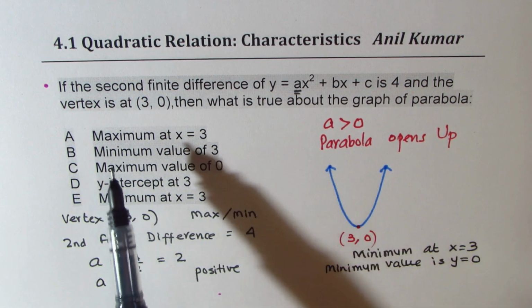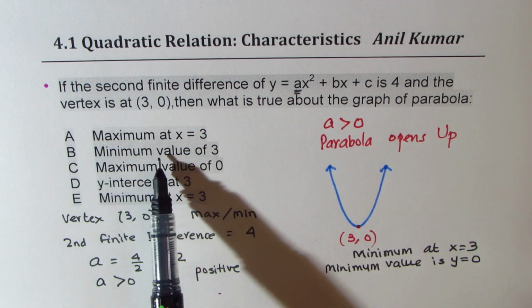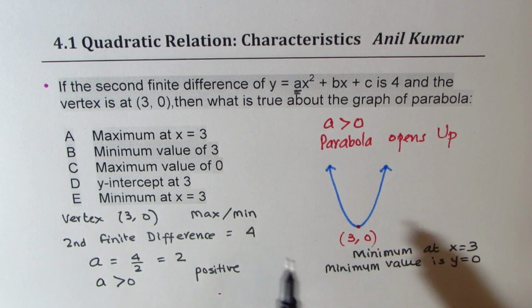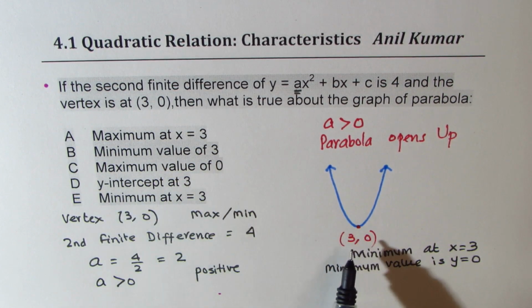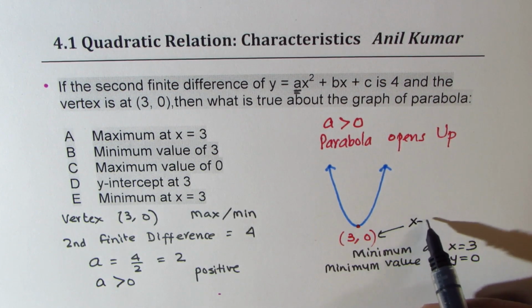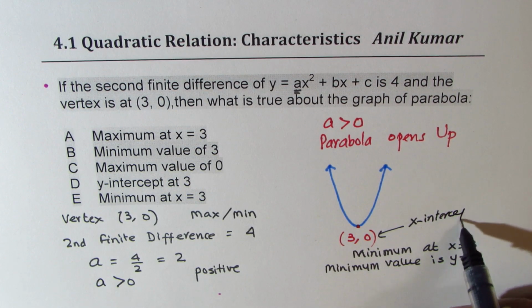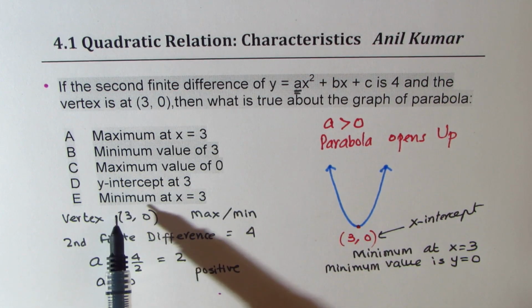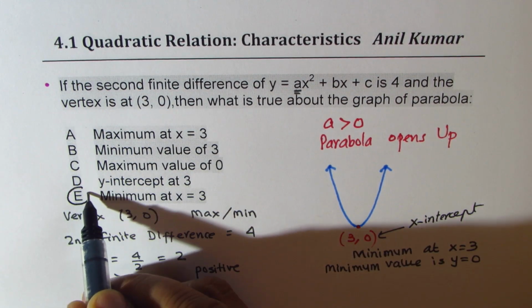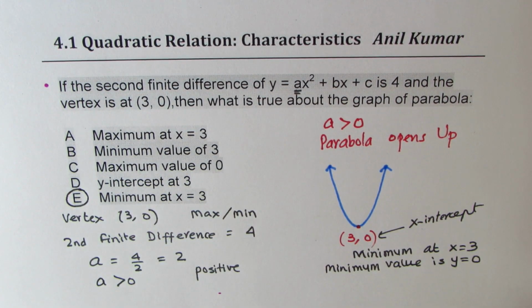Now let's read the options. The first one is maximum, not correct. Minimum value of 3. No, the minimum value is 0, not 3. Maximum, no. Y-intercept, this is an x-intercept, not a y-intercept. So since the y value is 0, it is an x-intercept. So this one also is an x-intercept, not a y-intercept. The last one is minimum at x equals 3. That is true. So option E is the right option. Does it make sense to you? This is a very important question. I hope you have understood the concept, right?